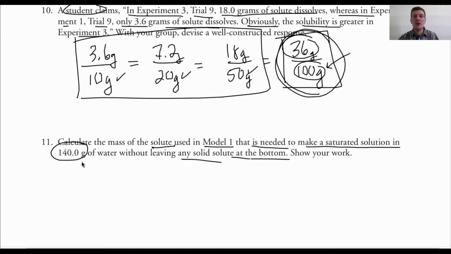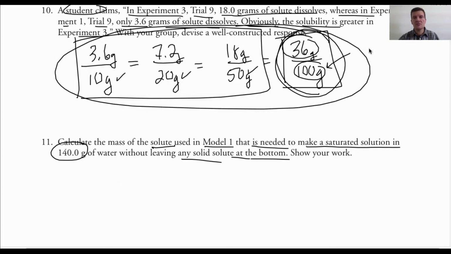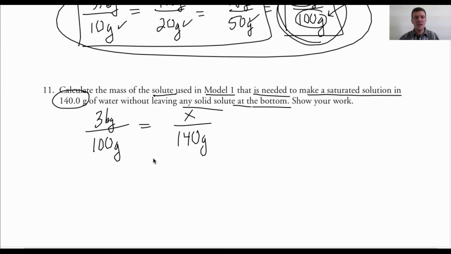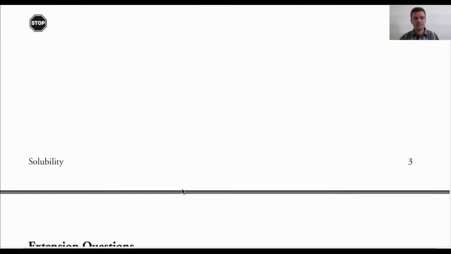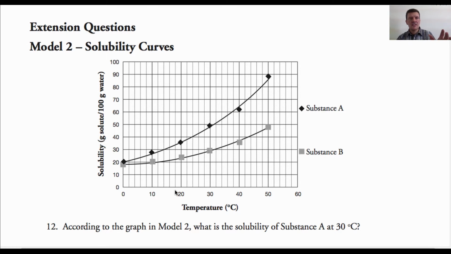Now it's saying, well, what if you had 140 grams of water? No problem. We could use any one of these ratios. Let's use the solubility ratio. 36 grams will dissolve in 100 grams of water. If I've got 140, then I'm solving for X right there. And you can do that. All you have to do is take 36 times 140, divide by 100, and that is going to be the value you're looking for.